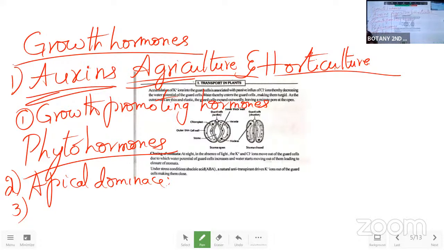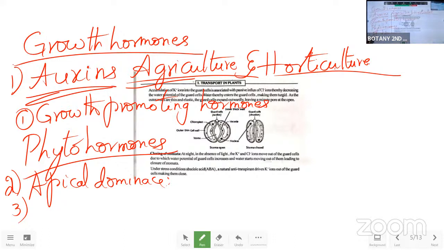So in this, the apical dominance means only the length of the stem is going to be increased by decreasing the branch formation in the plant body. That is the apical dominance. Example, we can see in the sugarcane plants, where the branches are very few or none, and only the stem length will be increased.